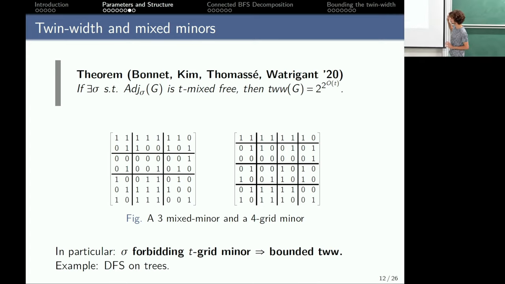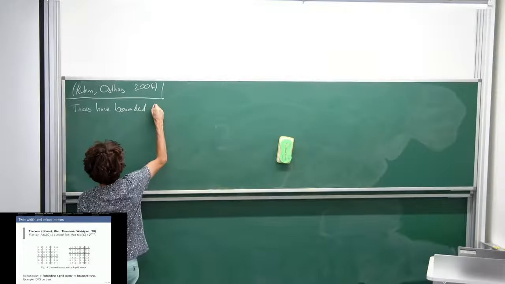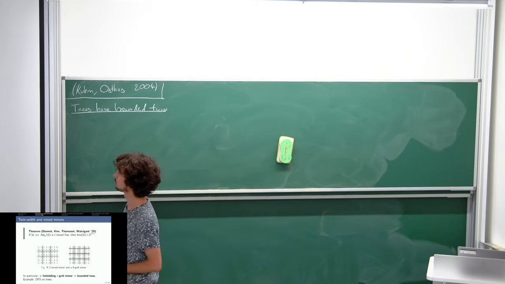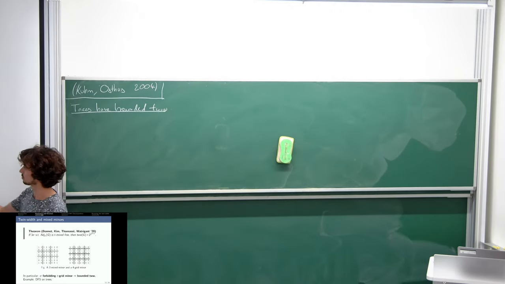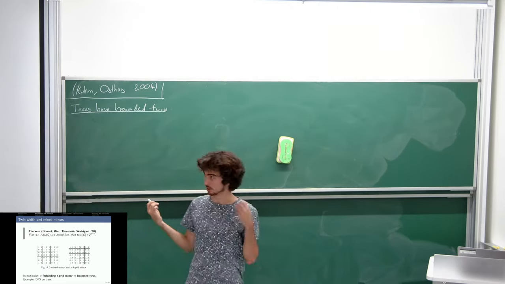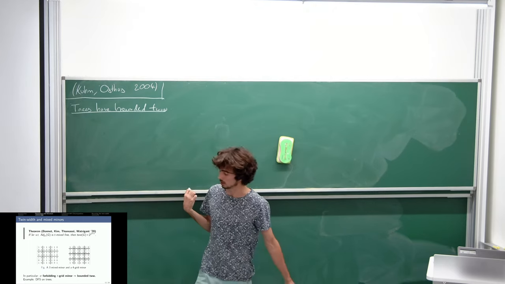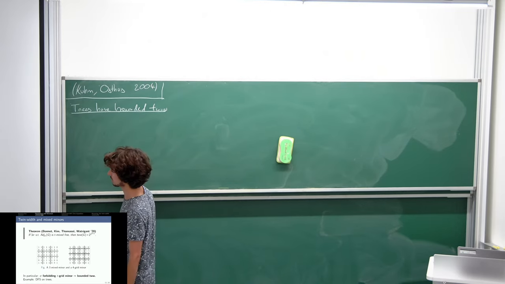I will give an example to show that trees have bounded twin-width using this method. It will mostly be a drawing. We want to find some order on any tree such that the adjacency matrix witnessed by this order avoids some grid minor. If we manage to do this, then the twin-width of trees is bounded.